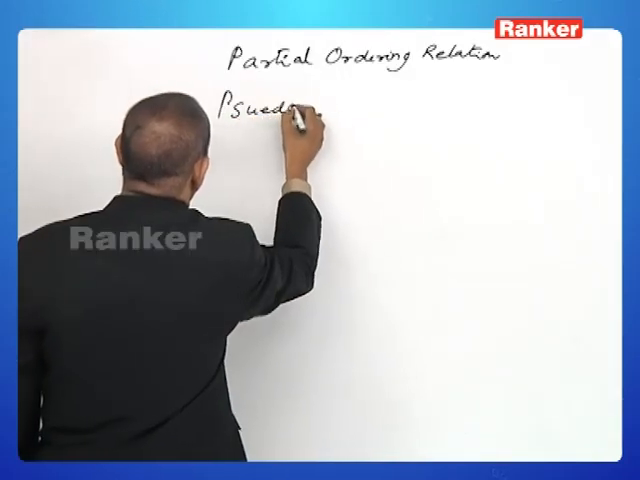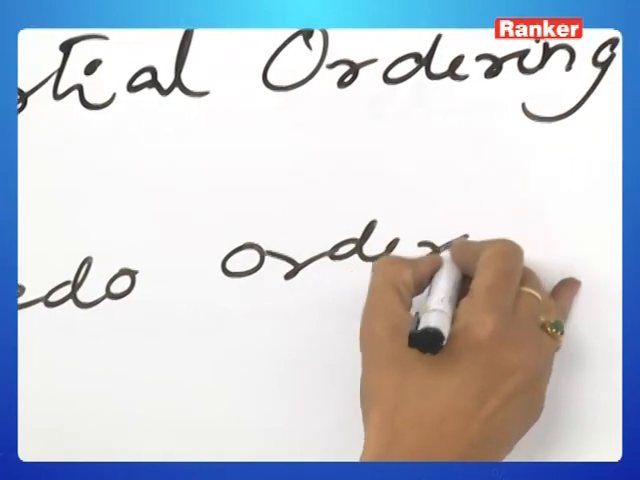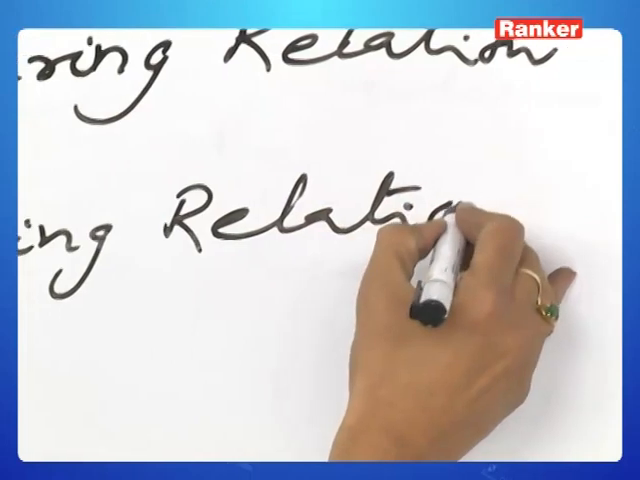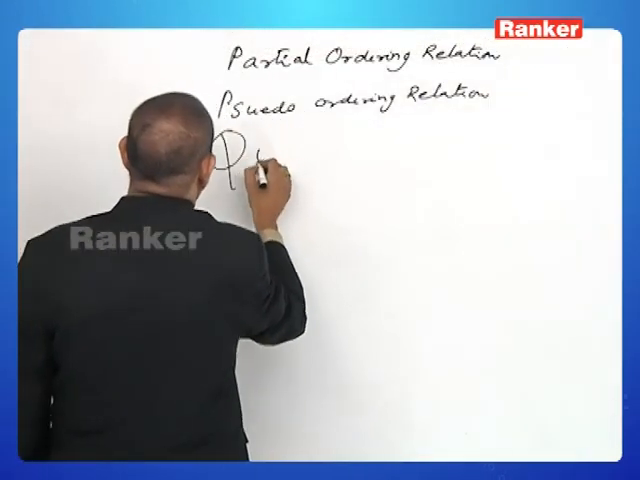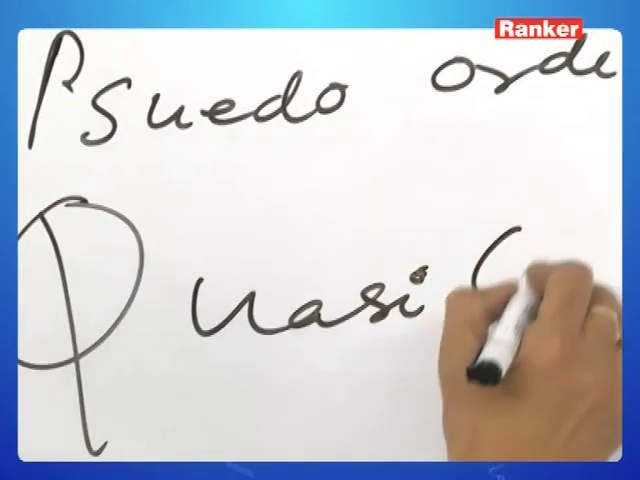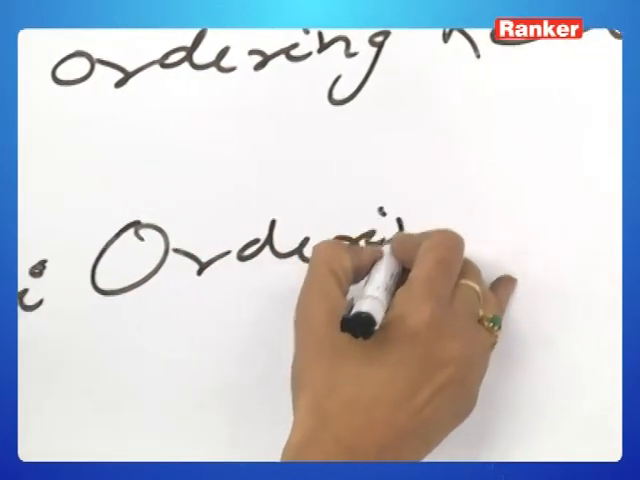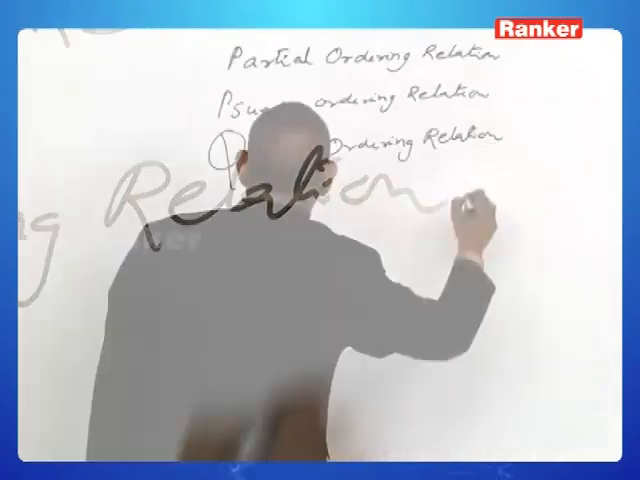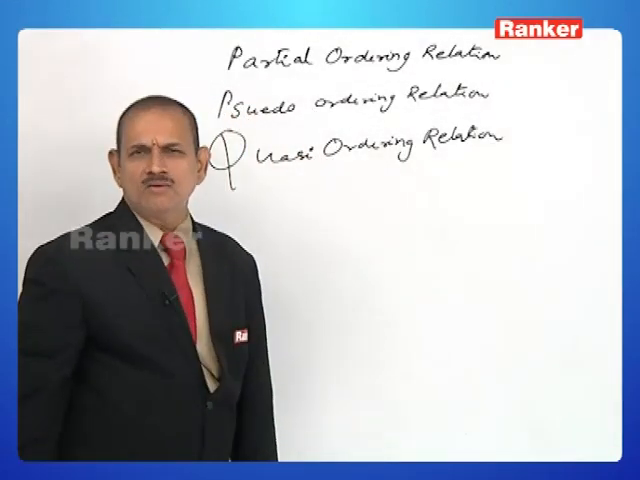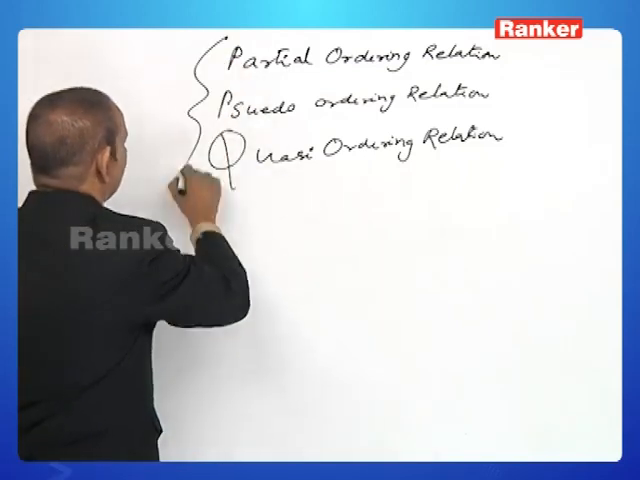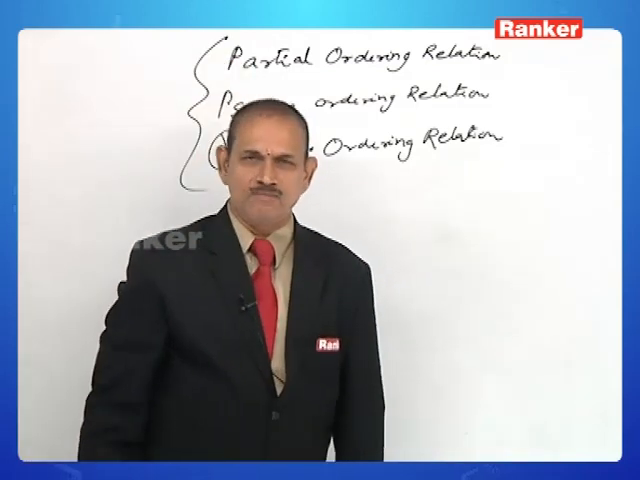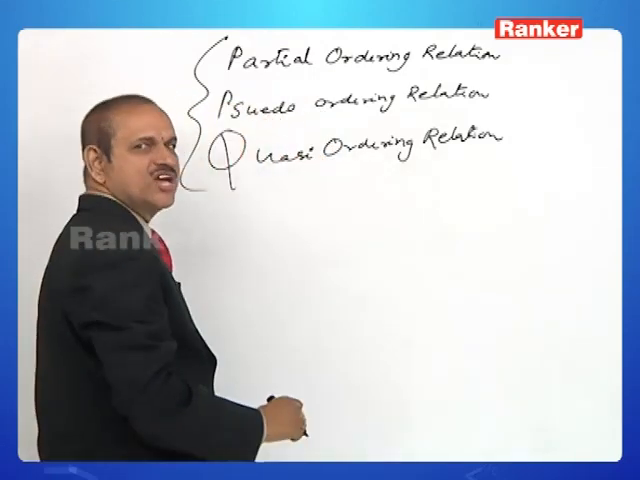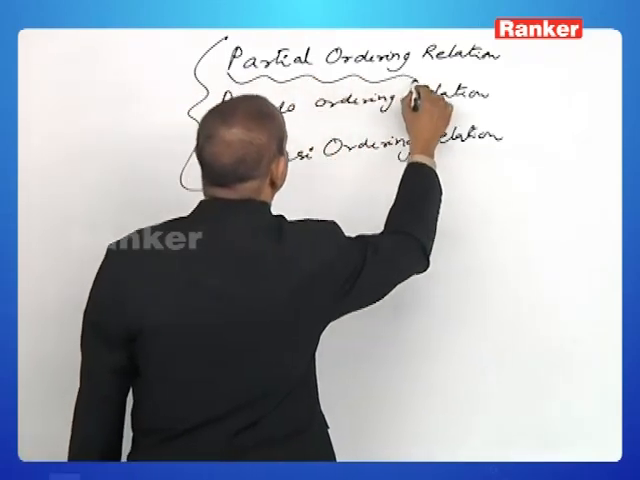Pseudo ordering relation. Quasi ordering relation. Even though there are three names, all these three names correspond to one particular relation, and the most general and famous name is partial ordering relation.